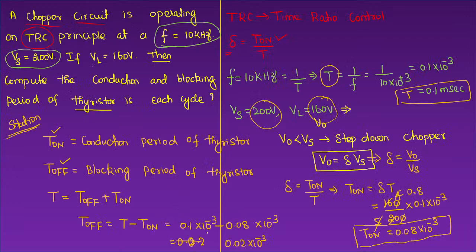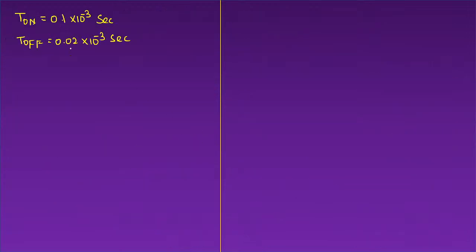Let me cross check it once. On time is 0.08, off time is 0.02. See there? On time is 0.08, off time is 0.02, and the overall time period matches. So whatever we did is correct. Fine, sir. Now I hope you all understood how to do these things. How many of you got this answer? It's okay, no problem. Slowly, by practice, everything will become easy. You will be able to solve all types of problems.